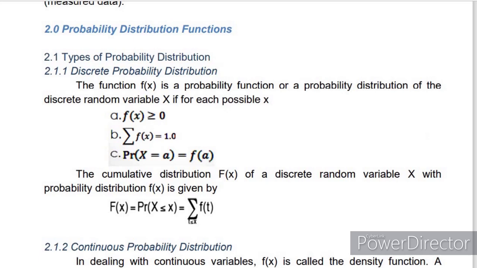So next, the cumulative distribution F of x of a discrete random variable X with probability distribution f of x is given by F of x is equal to the probability of the random variable capital X less than or equal to small x is equal to the summation of the function of t, as t goes from less than or equal to x. Okay?